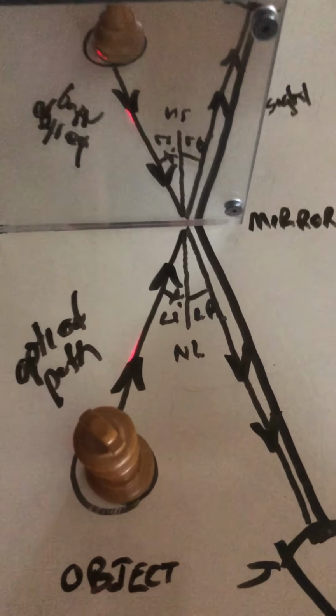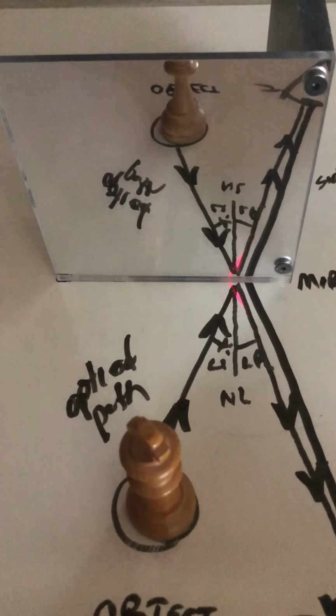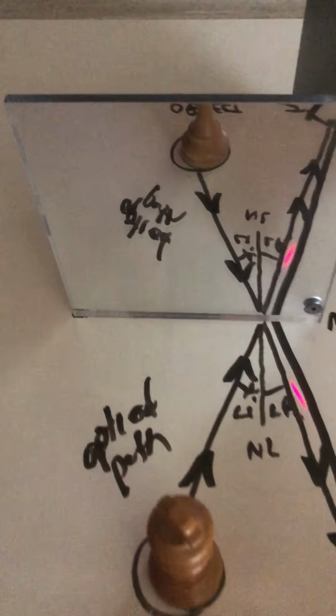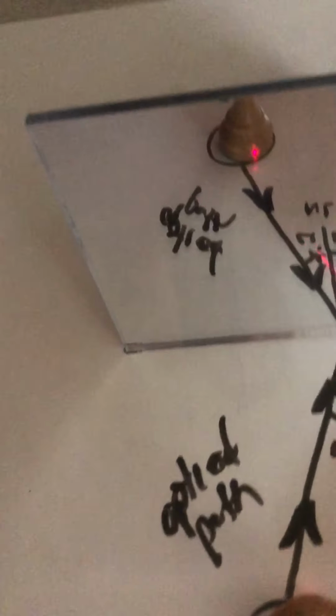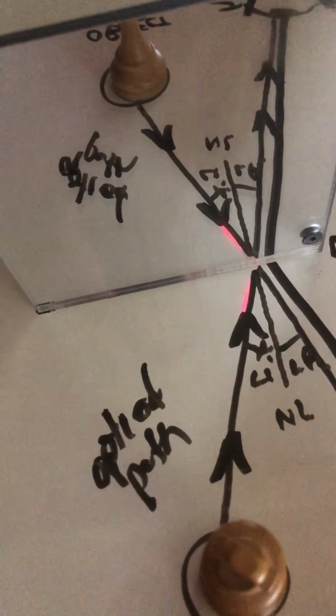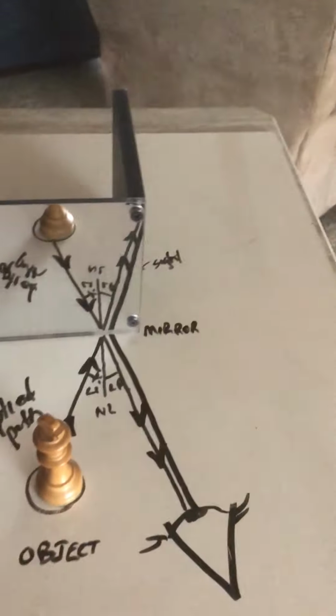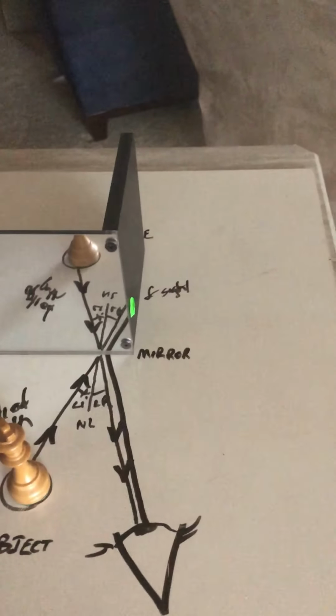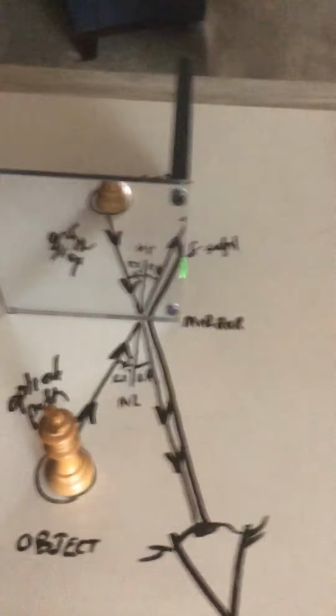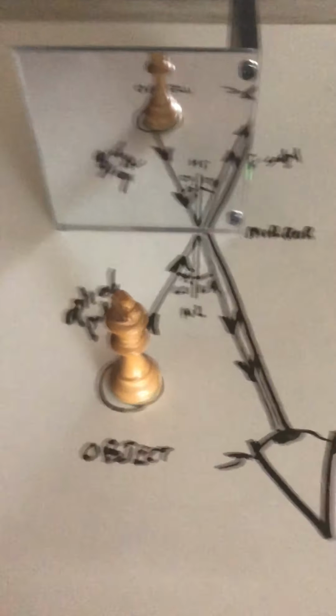So the light looks like it's going back behind the mirror, but it's really bouncing off and hitting the chess piece. And again, that's called a virtual image. It appears to be there as opposed to a real image, which we'll be looking at in the very near future. Hope that made some sense for you guys.